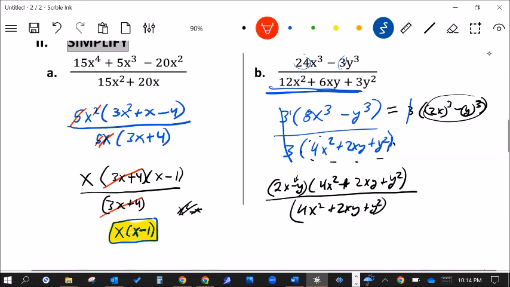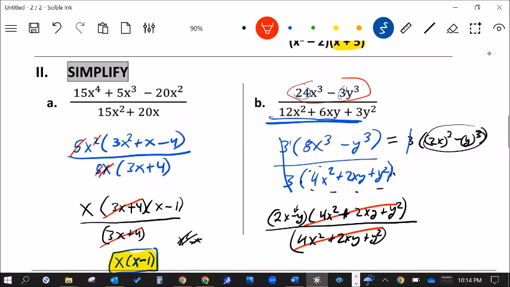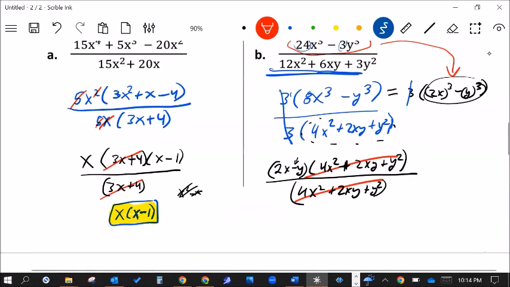Ooh, notice that these cancel. So doing the correct cube, taking the 3 out of this, and then being able to do the difference of 2 cubes correctly enables me to cancel that. So my final answer is simply just the 2x minus y. That's all that's left. So being able to factor these allows us to cancel out things.